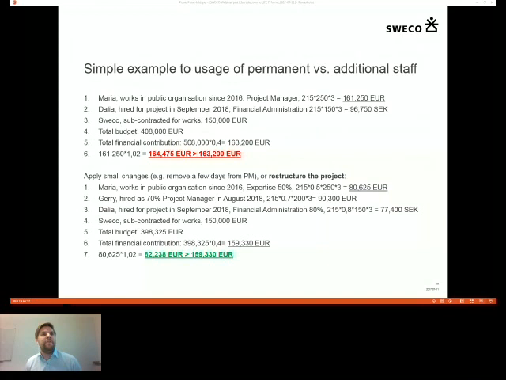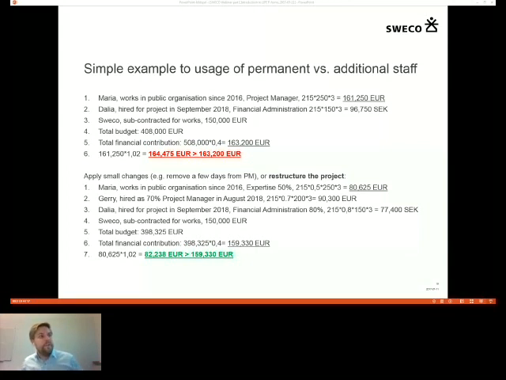215 days, 150 euros per day, and she will work for 3 years, 96,000 euros. Not SEK. I don't understand why I wrote SEK here. It's euros, of course. And then Sweco has been subcontracted to carry out some works, or it doesn't need to be Sweco, it can be any external consultant, at the cost of 150,000 euros. The total budget of this small project is 408,000 euros.